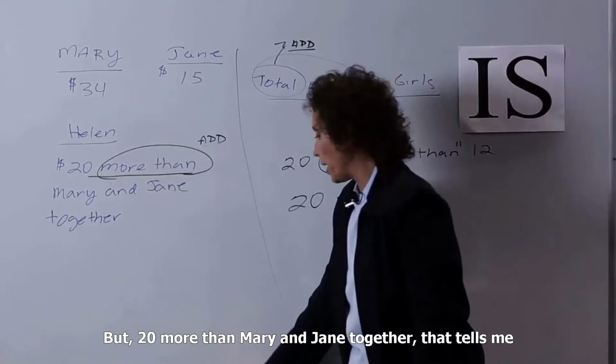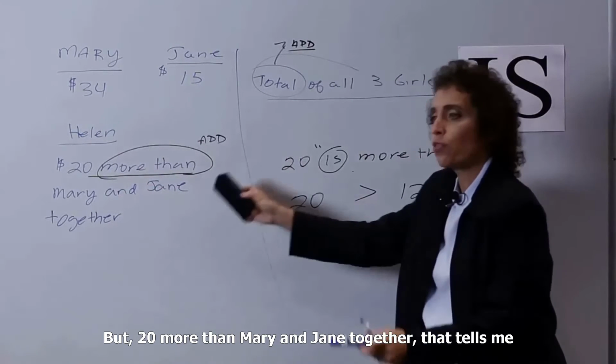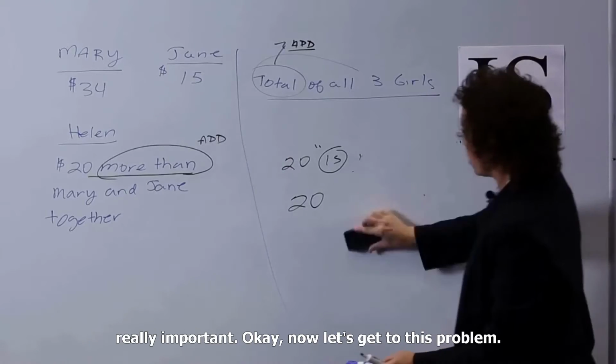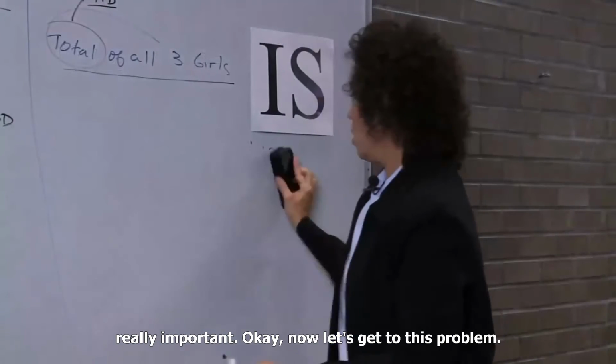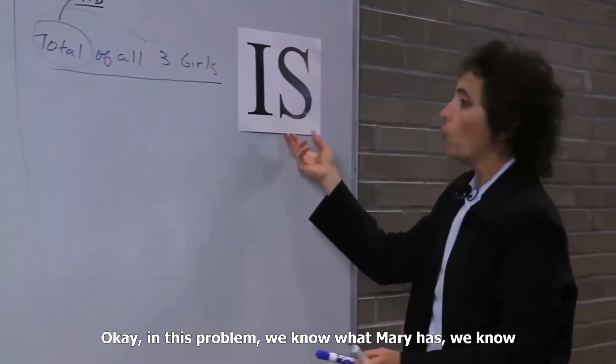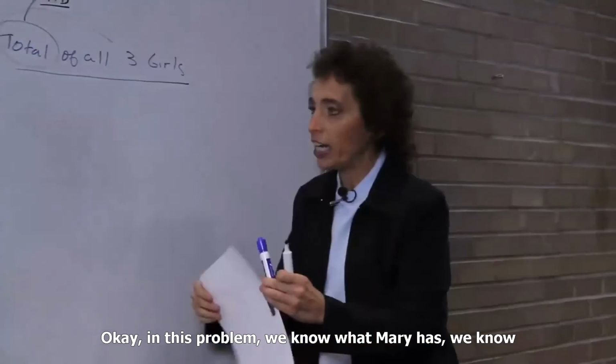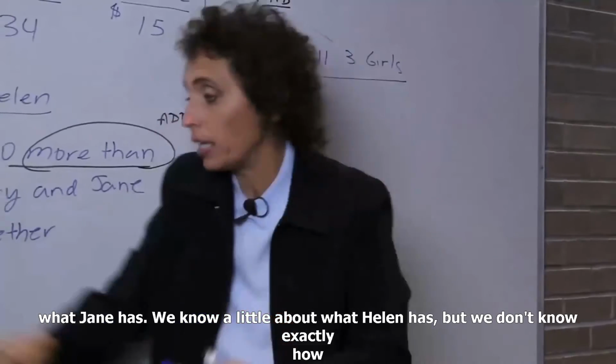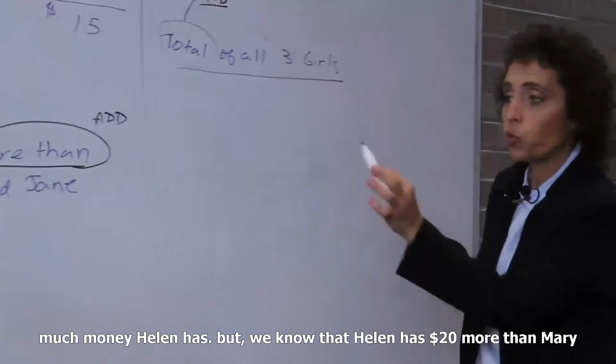But 20 more than Mary and Jane together, that tells me to add. But don't confuse the is more than with the more than. Really, really, really important. Okay, now let's get to this problem. In this problem, we know what Mary has, we know what Jane has, we know a little about what Helen has, but we don't know exactly how much money Helen has.